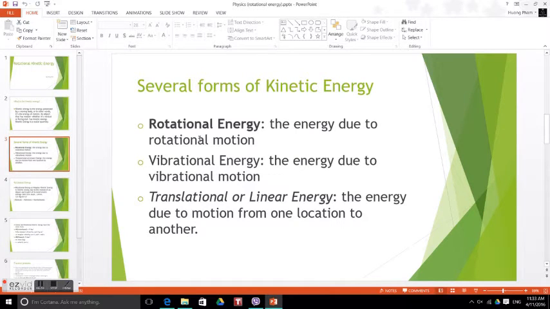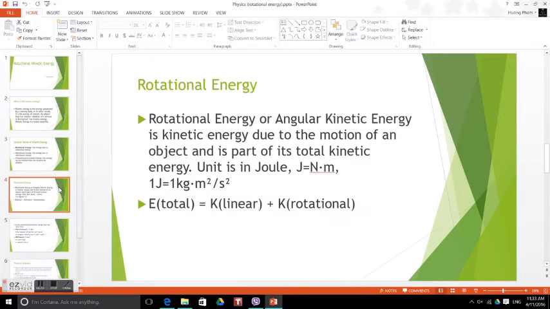There are several forms of kinetic energy. Rotational energy is the energy due to rotational motion. Vibrational energy is the energy due to vibrational motion. And translational or linear energy is the energy due to motion from one location to another.